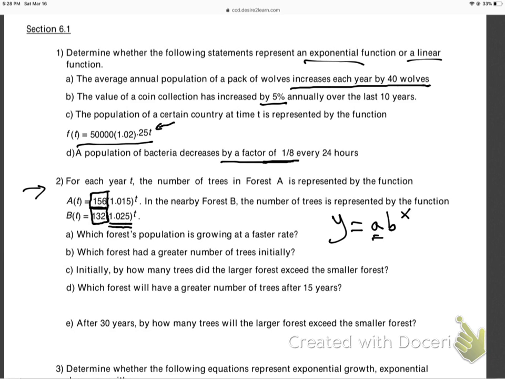Now then, D and E, I'm going to let you do because this is just a calculation. With mine, it says after 15 years. That just means I need to put 15 into the exponent here and a 15 here and see which gives me the greater number of trees. So that's just all calculator. That's all for you. Also, after 30 years, when t equals 30. But just watch the wording of the question.